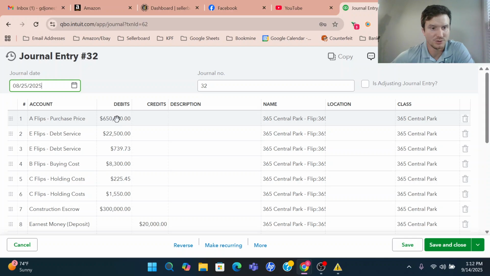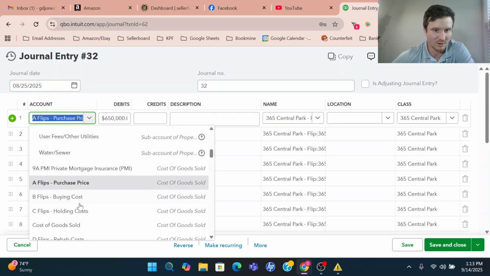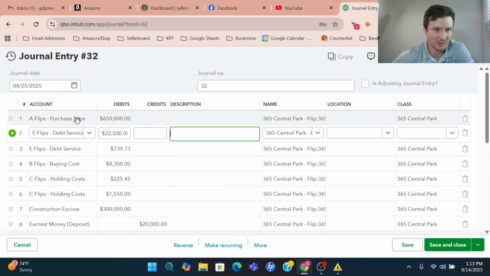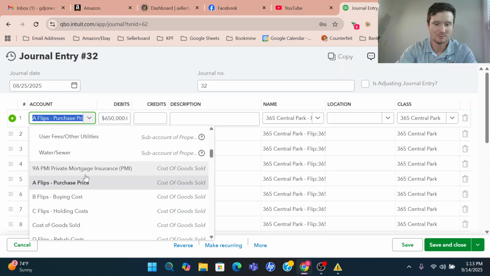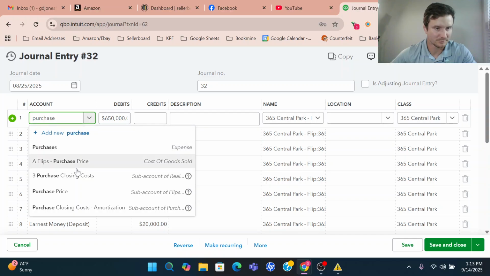And what you're going to do is credit it all from all of these to put it on the balance sheet, and you're going to have the exact same categories, but inside of your assets. It's going to be a current asset instead of here where we have it as cost of goods sold. We're going to put it in the current asset into inventory, and you're going to name it the exact same thing, purchase price, but instead it's going to be right here.